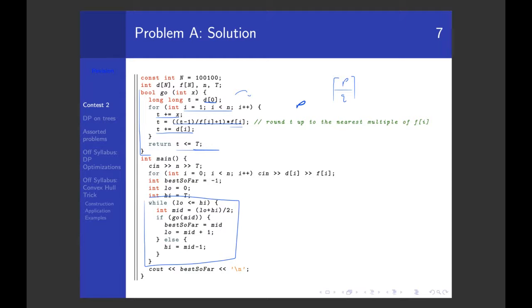Any questions about the problem? I can answer them. Otherwise, I'm going to move on to the second question.